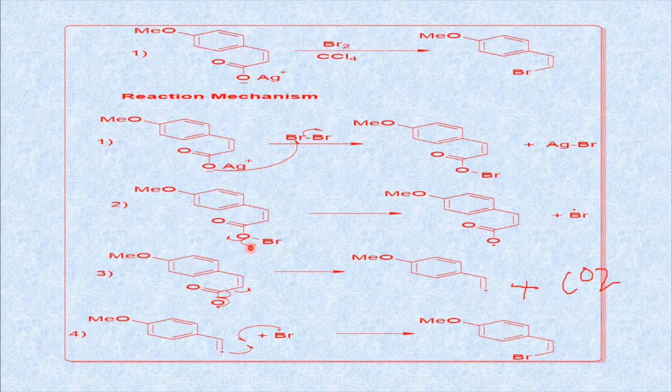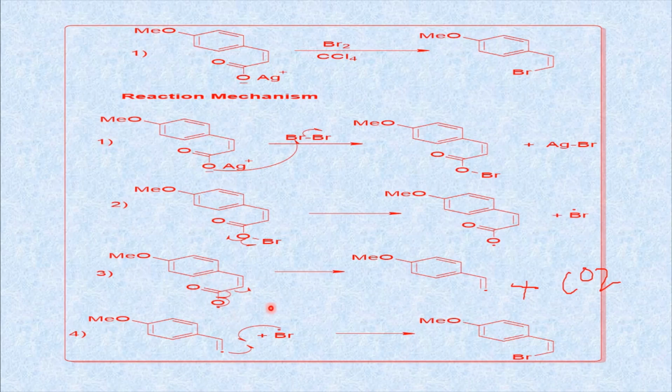Now this OBr undergoes homolytic cleavage of the OBr bond, and you get an oxygen radical and a Br radical. Now in the third step, this oxygen radical delocalizes here, and in the same way the breaking of the C-C bond takes place. It generates a CH2 radical and a C radical.